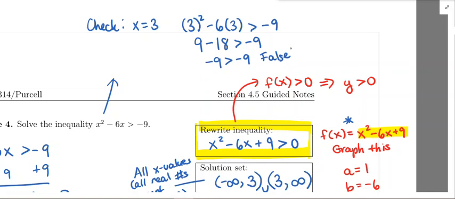But if you try other x values, as long as that x value is not 3, if you plug it into your original inequality, you should get a true statement.